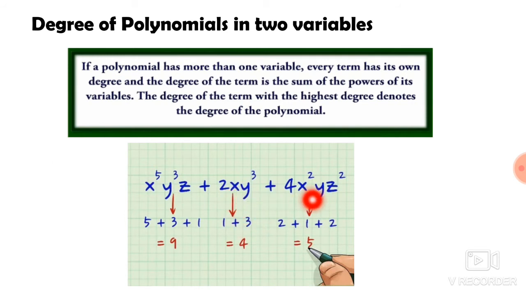Here we have x squared, so the exponent of x is 2. The exponent of y is 1 and the exponent of z is 2. 2 plus 2 plus 1 is 5. Here we can see the degree of the first term is 9, the degree of the second term is 4, and the degree of the third term is 5. The highest degree among them is considered as the degree of this polynomial. So the highest degree here is 9. The degree of this polynomial is 9.